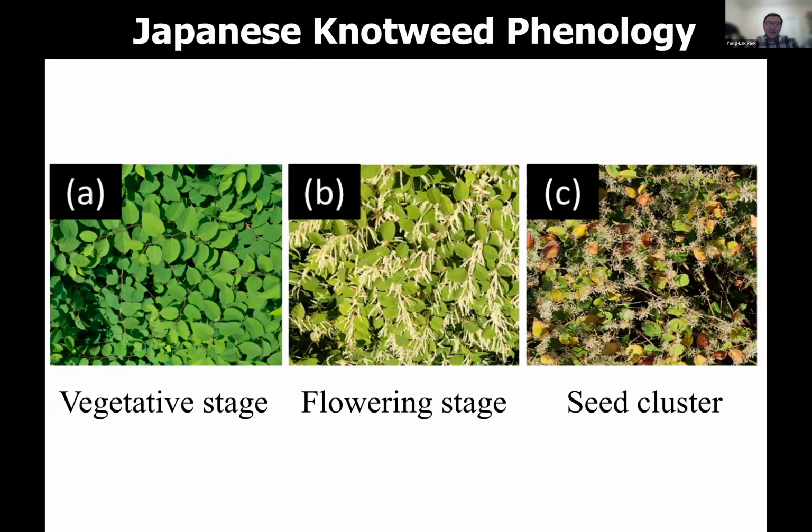So the thing is, the detection of Japanese knotweed is quite challenging because they change their phenology. In the spring and summer, they are in the vegetative stage. In the late summer, they are flowering. And then in the fall, they make seed. These kinds of complex things make detection complicated. And also we have two different species, Japanese knotweed and giant knotweed.